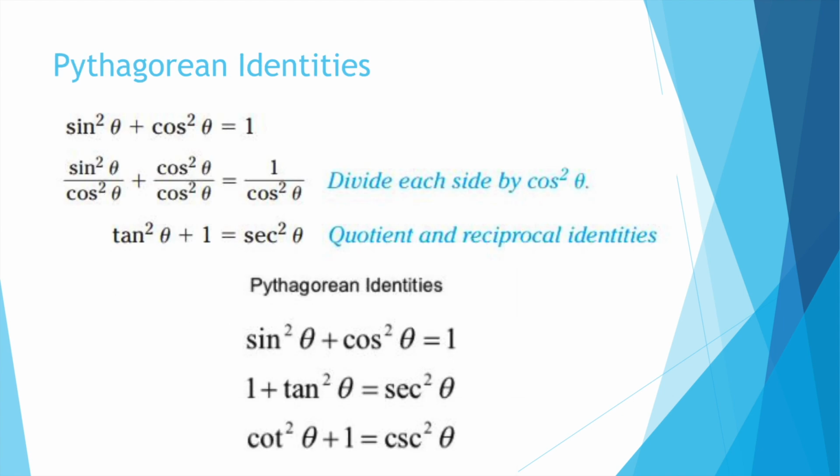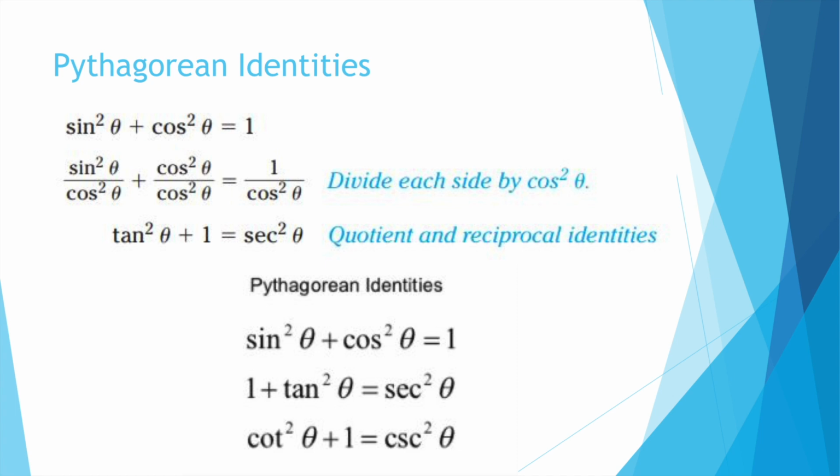Pythagorean identities are based upon the Pythagorean theorem, a squared plus b squared is equal to c squared. There's one primary Pythagorean identity upon which others are based, and that is sine squared theta plus cosine squared theta is equal to 1. And you can see we have two others that are derived from that. You have 1 plus tan squared of theta is equal to secant squared of theta, and cotangent squared of theta plus 1 is equal to cosecant squared of theta.